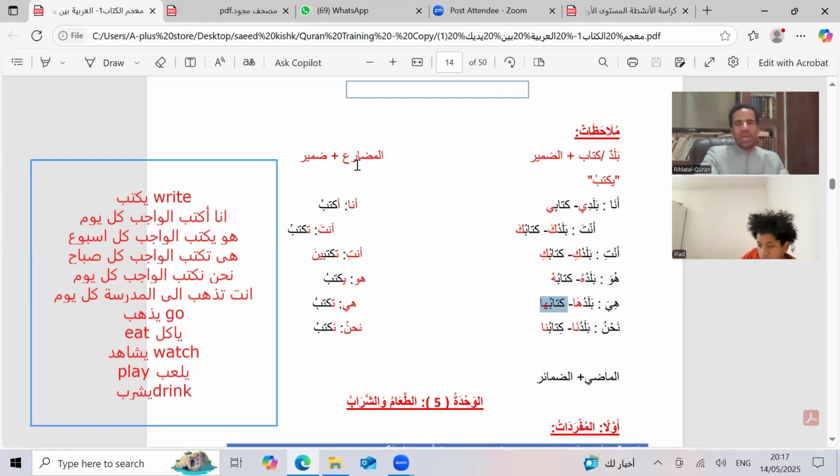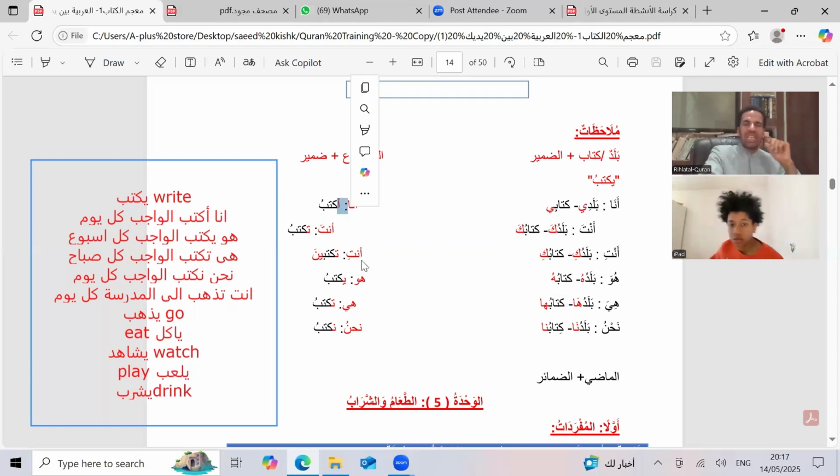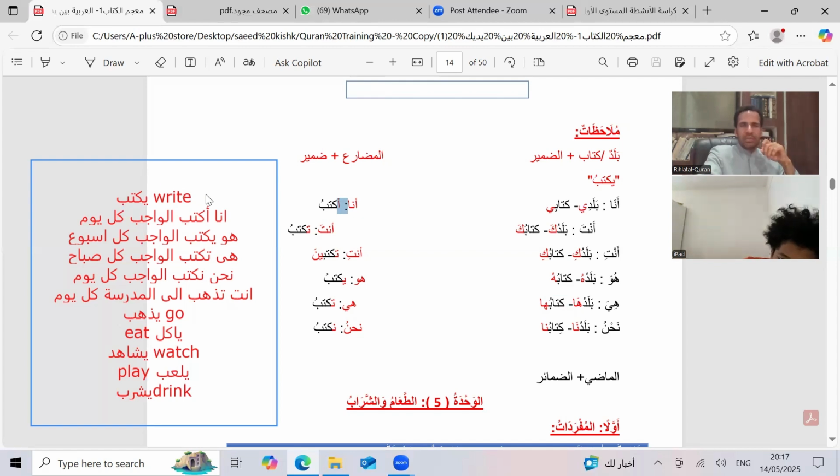Now we want to talk about how to use a verb with different personal pronouns. If you have any verb in Arabic, it almost starts with ya. But if you talk about yourself, what do you say for I in Arabic? Ana. We always start the verb with hamza. What about huwa? We start the verb with ya. What about hiya? We start the verb with ta.